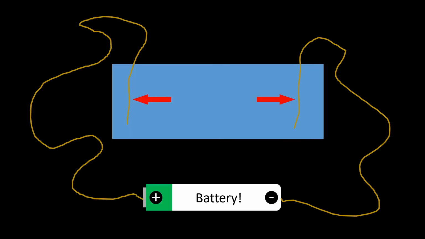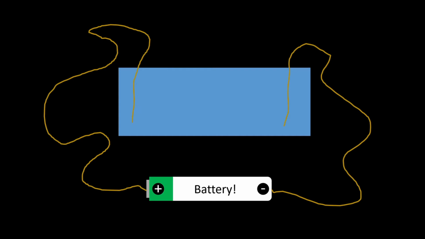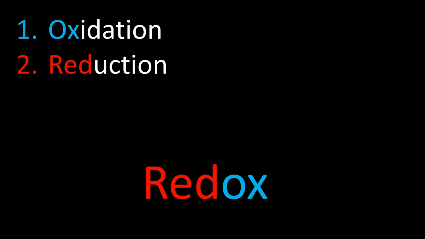These chemical reactions occur on the wires we place in solution, which are collectively called electrodes. The positive electrode is known as the anode, and the negative electrode is known as the cathode. The two main reactions that occur are called oxidation and reduction events, or redox reactions for short.